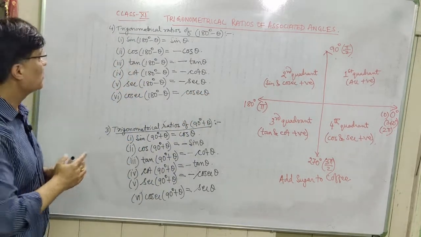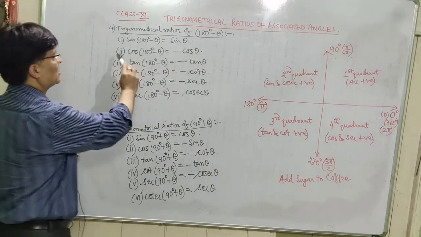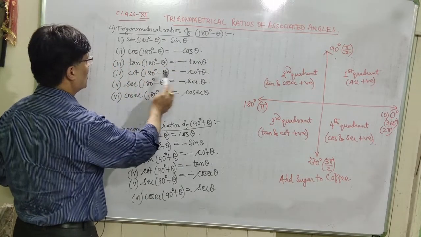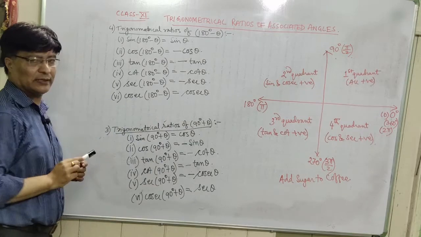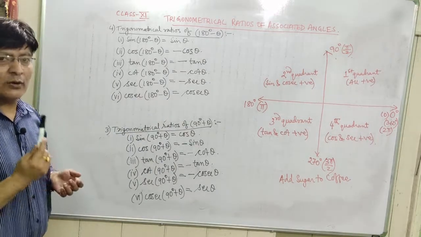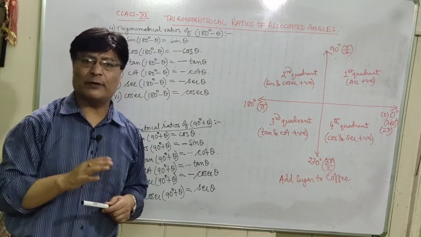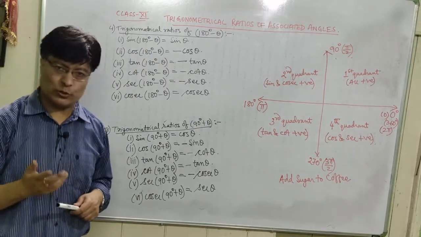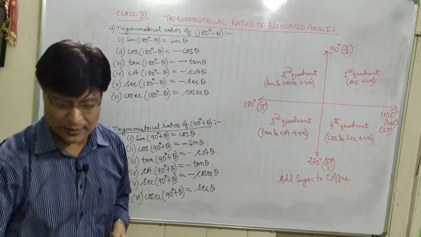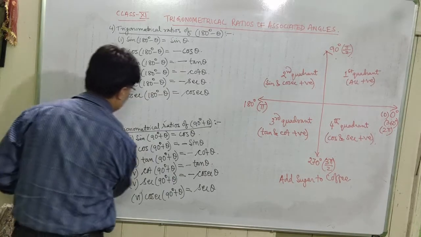Is that clear now? So here sine stays sine, cos stays cos, tan, cot, sec, cosec all remain as they are because 180 is an even multiple of 90, that is 90 degrees into 2. So I think you have understood it. Okay, next.